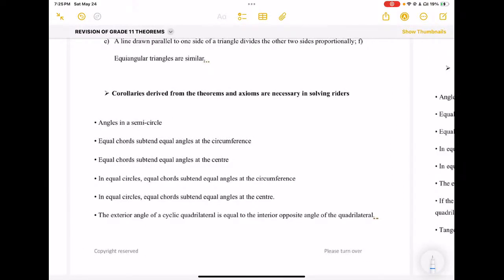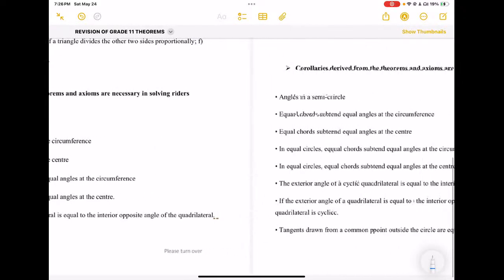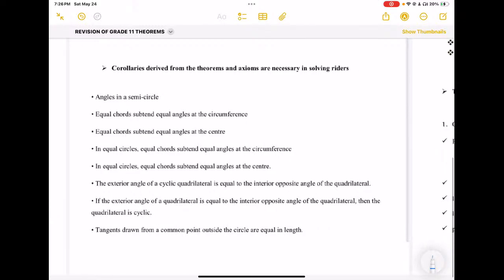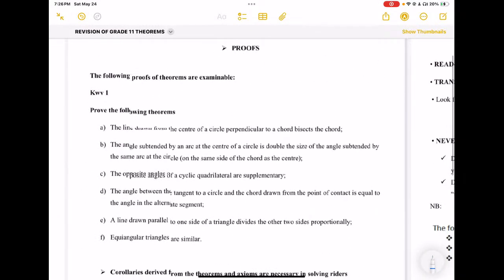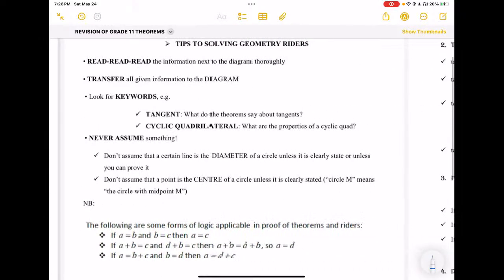So we've got angles in a semicircle, equal chords subtend equal angles at the circumference. All these are corollaries, right? Those are not really theorems. Like angle in a semicircle is equal to 90, it's not really a theorem, it's a corollary, right? Okay, and then prove that, okay, this one we've just been on it.